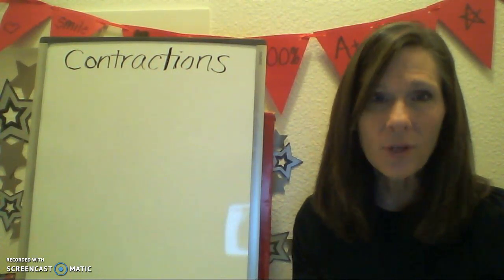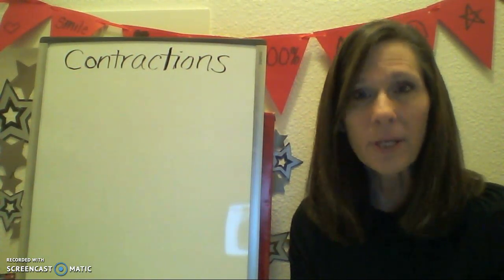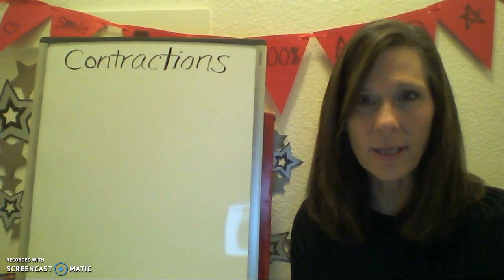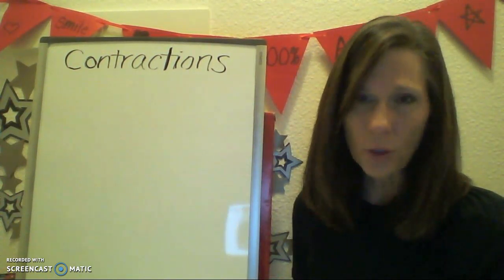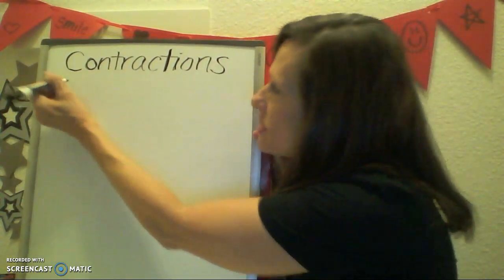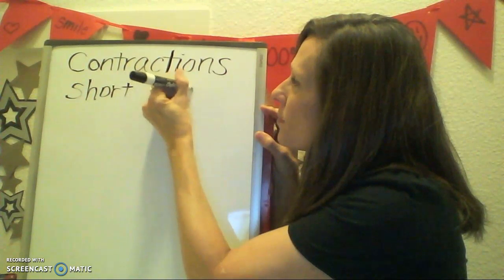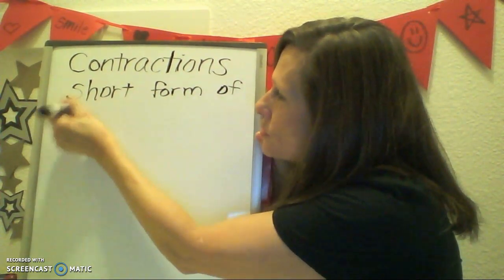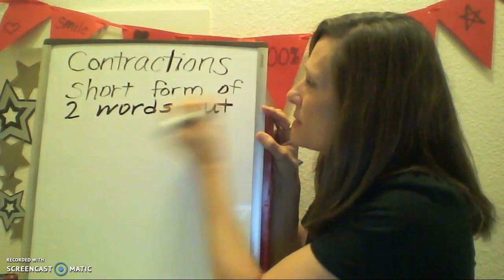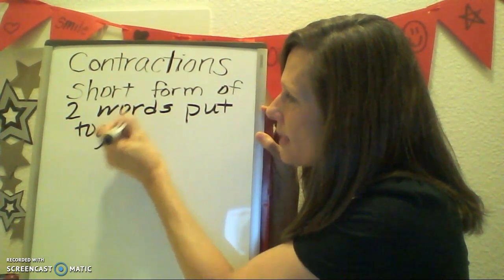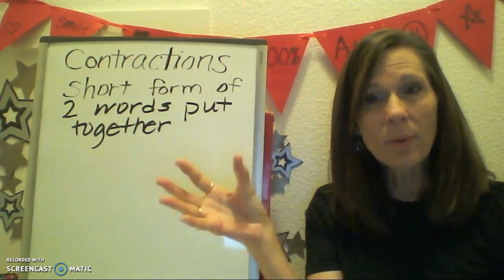So first of all, let's review what a contraction is. There's two things that we're going to think about whenever we're putting contractions together or noticing a contraction in a sentence. A contraction is a short form of two words that are put together. So that's the first thing that we're going to think about when we think about contractions. So two words and we're making them shorter.